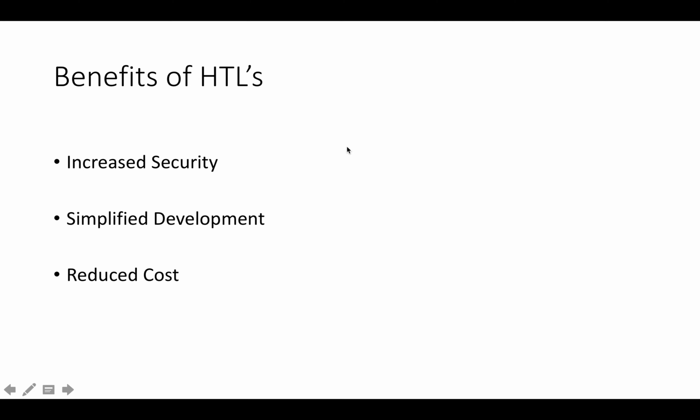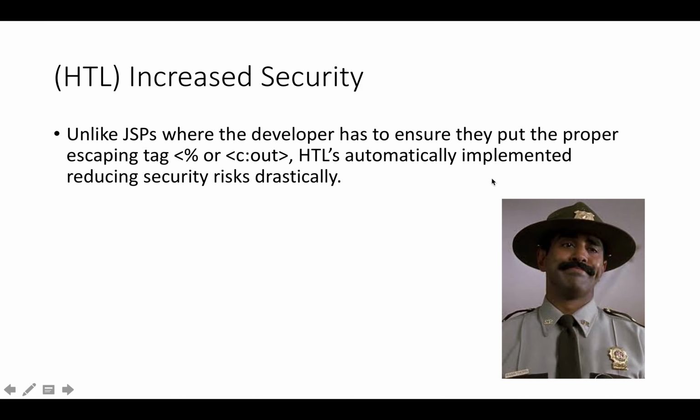So what are the benefits of HTLs? Increased security, simplified development, and a reduction of cost. Unlike JSPs, where the developer has to ensure the proper escaping tag or c:out is used, with HTL it's automatically implemented, reducing the security risk drastically, so you don't have to worry about it. You don't have to think about how missing one of these could cost the project in the long run.